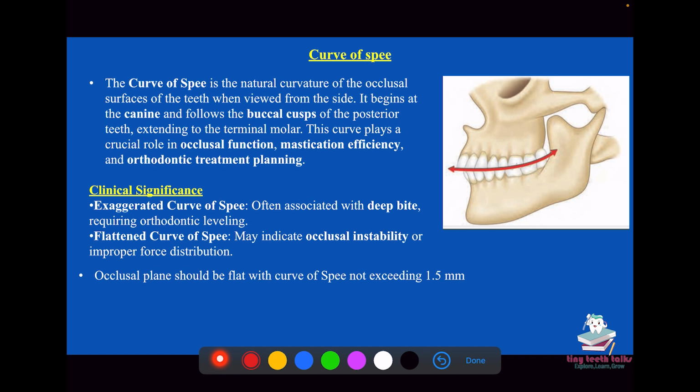Curve of Spee. The curve of Spee is the natural curvature of the occlusal surface of the teeth when viewed from the side. It begins with the canine and follows the buccal cusps of the posterior teeth, extending to the terminal molar. This curve plays a crucial role in occlusal function, mastication efficiency, and orthodontic treatment planning.